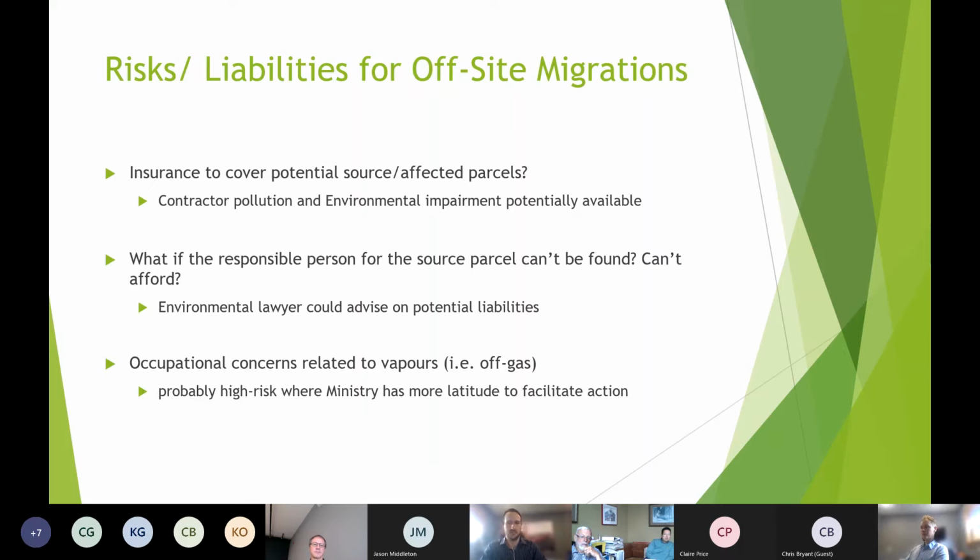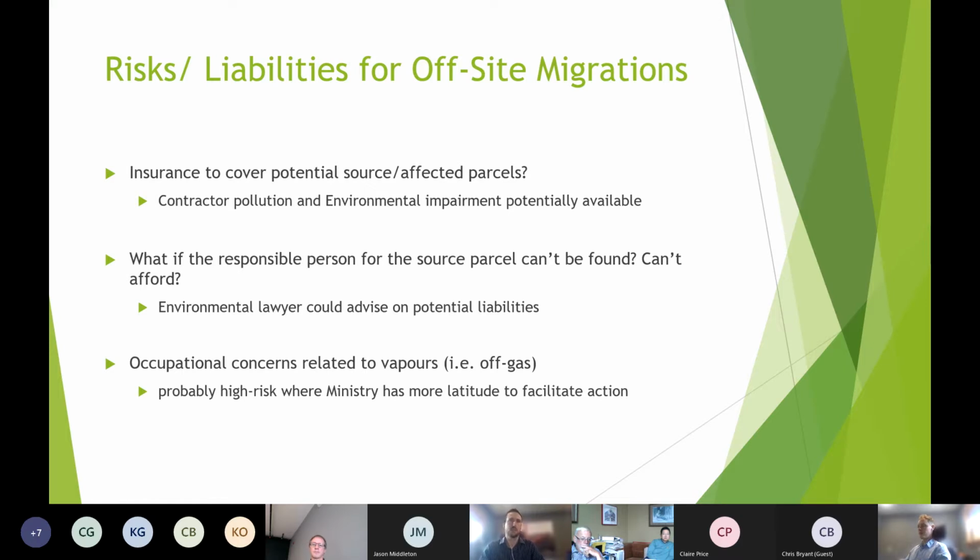Next is related to occupational concerns. Can vapor concentrations be high enough that the building is deemed unsafe for occupational exposure? When there's contamination that migrates onto a property, if it's gasoline or some other type of contamination, it can give off gases. These off gases can get into the occupational space. But generally, when this happens to a degree that's concerning, the site is considered high risk.